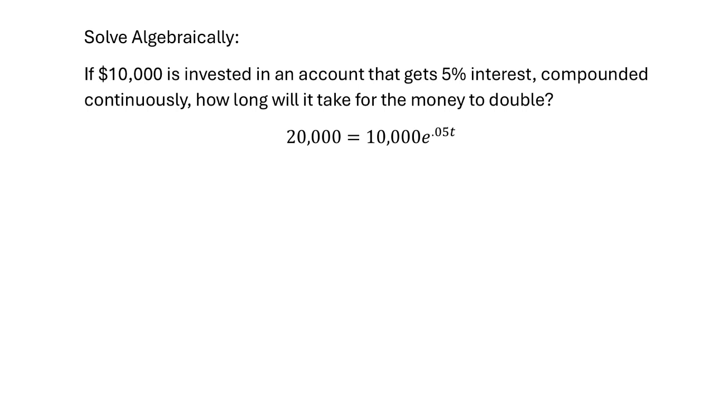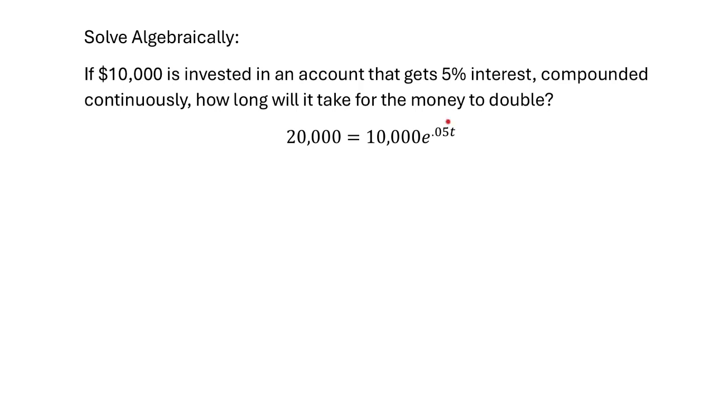So let's explain based on an example. If $10,000 is invested in an account that gets 5% interest compounded continuously, how long will it take for the money to double? So what we need to do is to solve this equation. On the right-hand side, we've used the continuously compounded interest formula, the PERT formula, where we've just plugged in 10,000 for P and 0.05 for R. And this tells us how much money is in the account after T years.